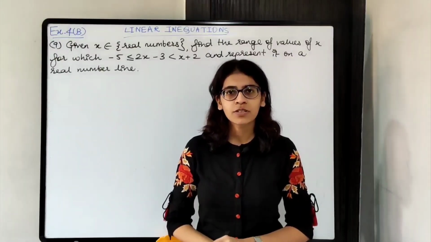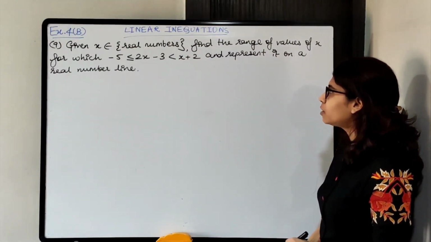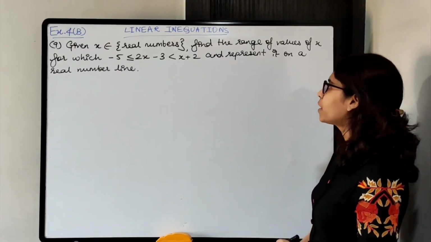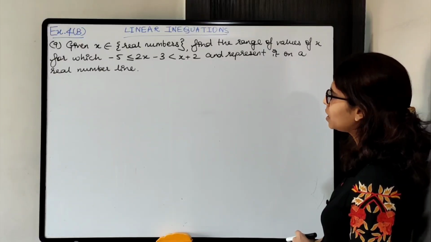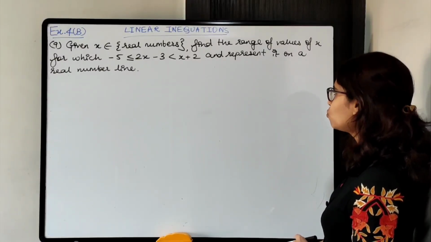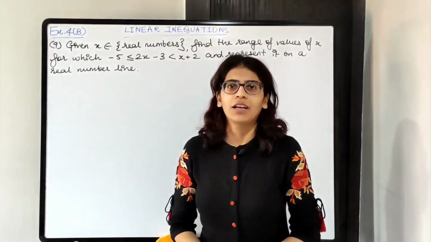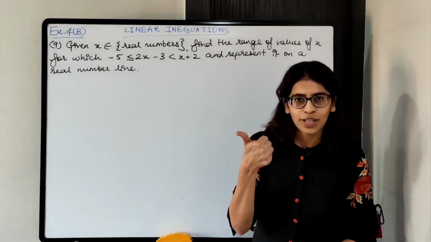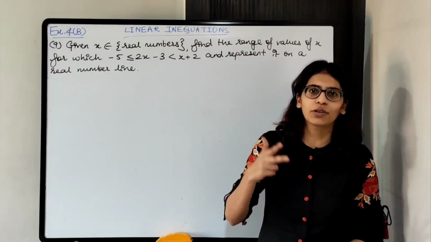let's read the next question. Question number 9. Given x belongs to the set of real numbers, find the range of values of x for which -5 is less than or equal to 2x minus 3, which is less than x plus 2, and represent it on a real number line. So first we need to solve the inequation, second we need to find the solution set, and third we need to plot it on the number line.